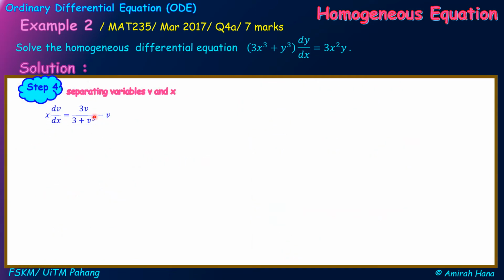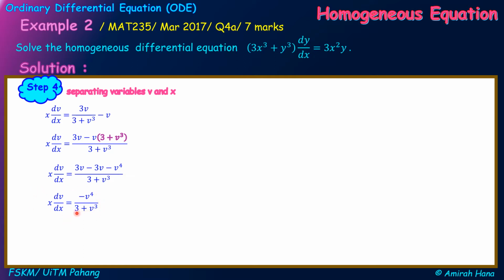From here, we standardize the denominator on the right hand side. So we have 3v minus v times (3 plus v cubed) over 3 plus v cubed on the right hand side. Then we expand and simplify the numerator on the right hand side. So we get x dv over dx equals negative v to the power of 4 over 3 plus v cubed.